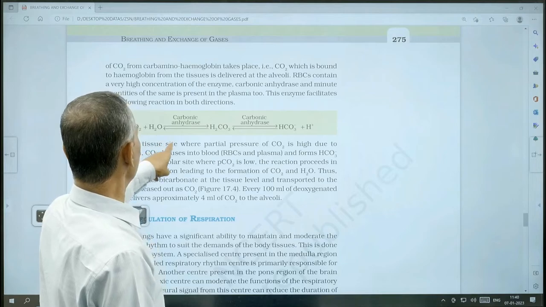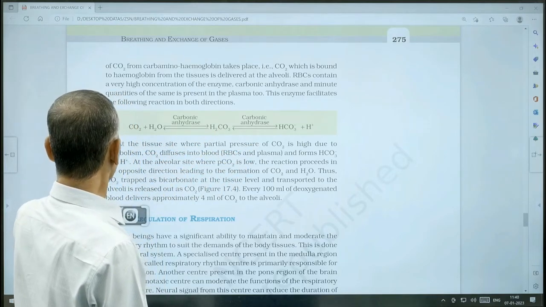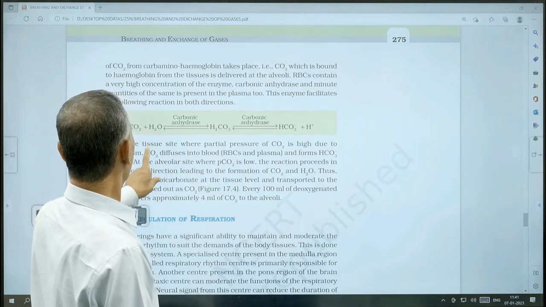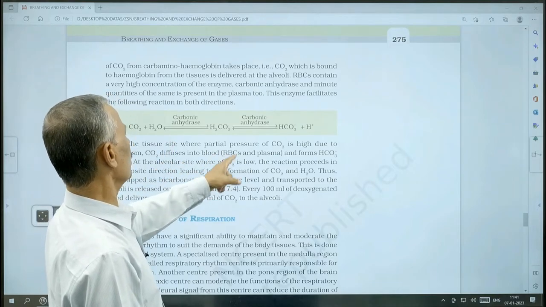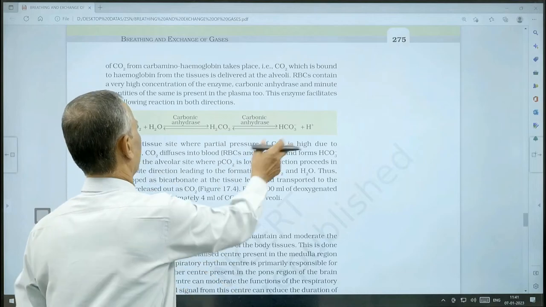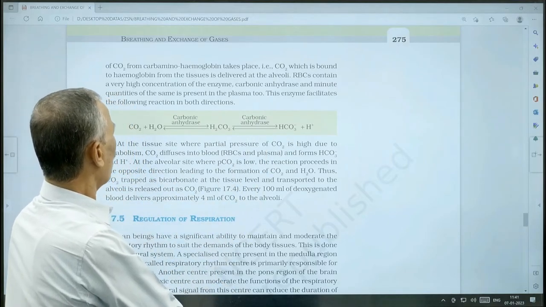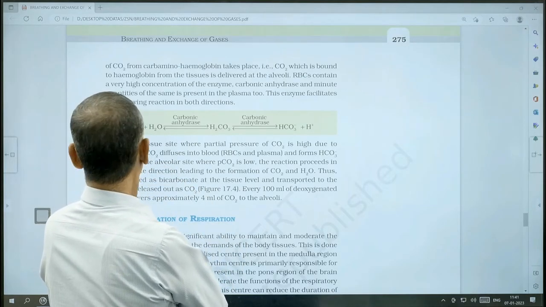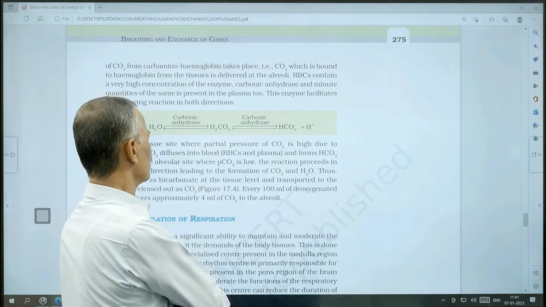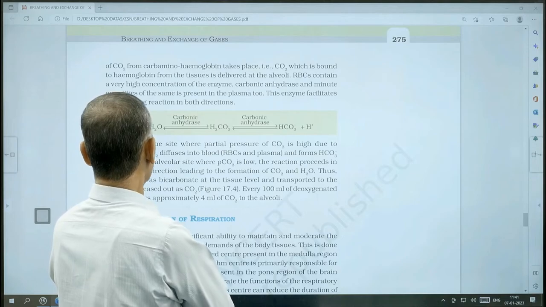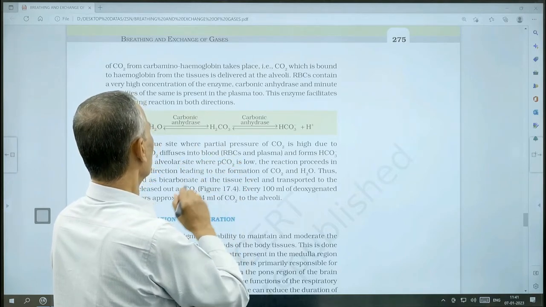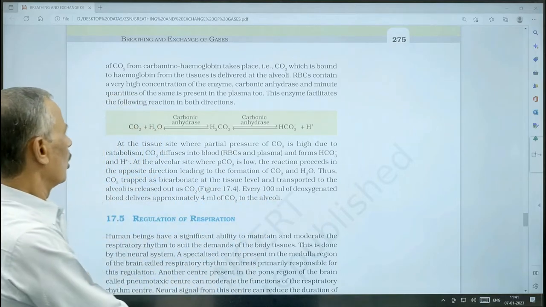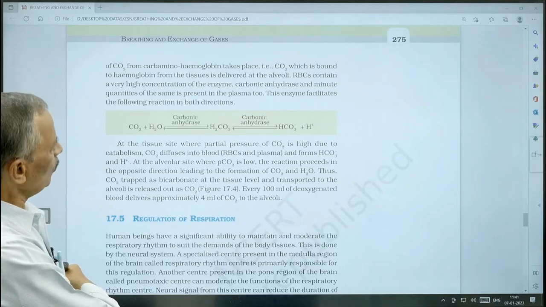So, at the tissue site where the partial pressure of carbon dioxide is high due to catabolism, carbon dioxide diffuses into the blood, RBC and plasma, and forms bicarbonate and hydrogen ion. At the alveolar site where the partial pressure of carbon dioxide is low, the reaction proceeds in the opposite direction, meaning splitting of H2CO3 forming carbon dioxide. Thus, carbon dioxide trapped as bicarbonate at the tissue level and transported to the alveoli is released as carbon dioxide. Every 100 ml of deoxygenated blood can deliver approximately 4 ml of carbon dioxide.